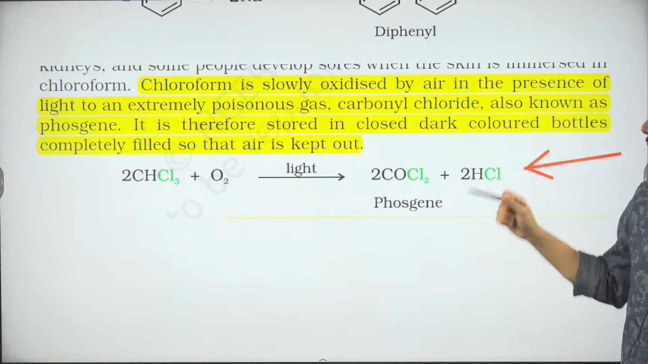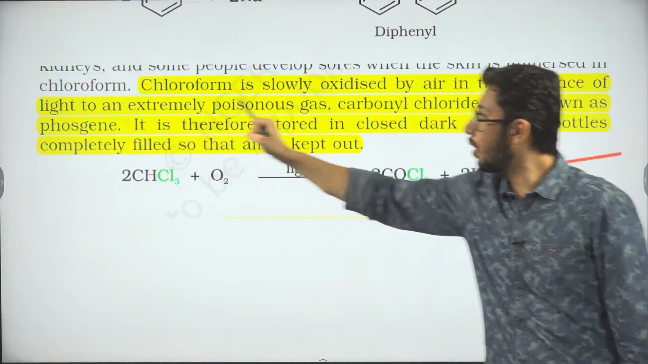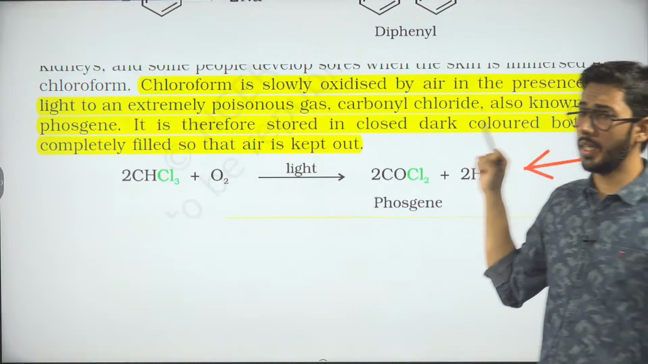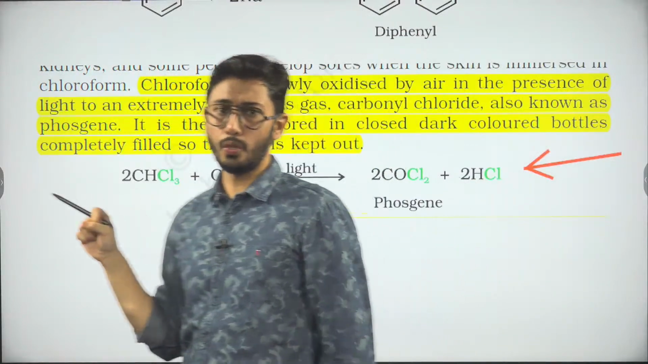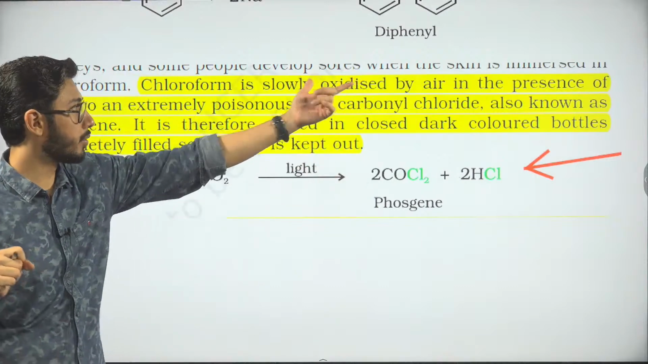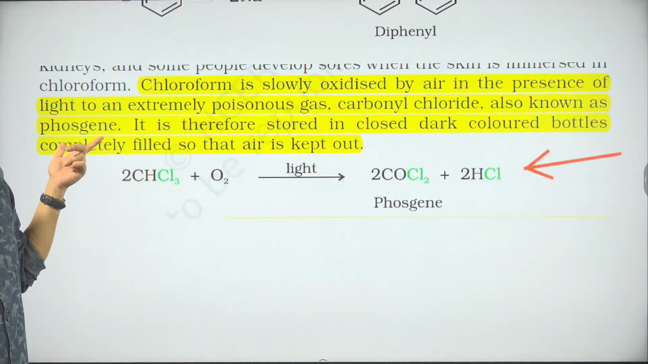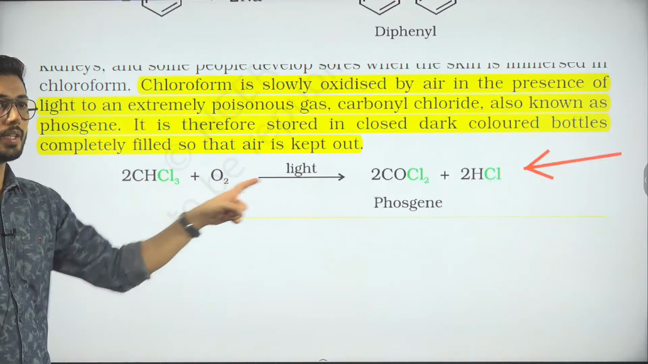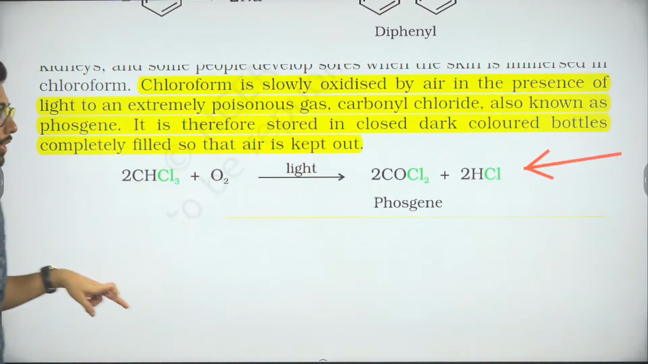What's the name of this gas? Phosgene is the name, or the IUPAC name, you can say carbonyl chloride, right? That is the reason we keep chloroform in a dark colored bottle, because if it is not kept so, it oxidizes to a harmful gas, phosgene. Remember that reaction: chloroform oxidation results in phosgene plus HCl formation.